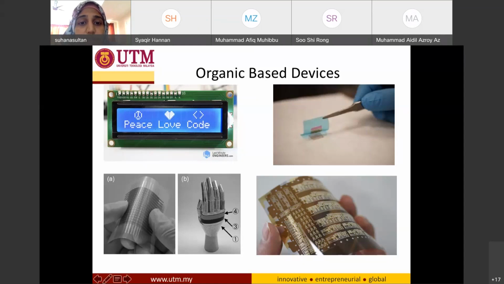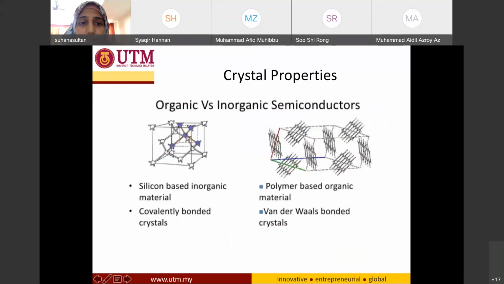It's very interesting. The crystal properties are between organic and inorganic. As you can see, silicon champions in terms of bonding: it is very strong, covalently bonded, and very ordered, with the atoms arranged in a very ordered manner. In contrast, the polymer-based organic material is very weakly bonded. They call it van der Waals bonded crystals. If you look here, these are long chain molecules arranged in the crystal. So this is the organic.